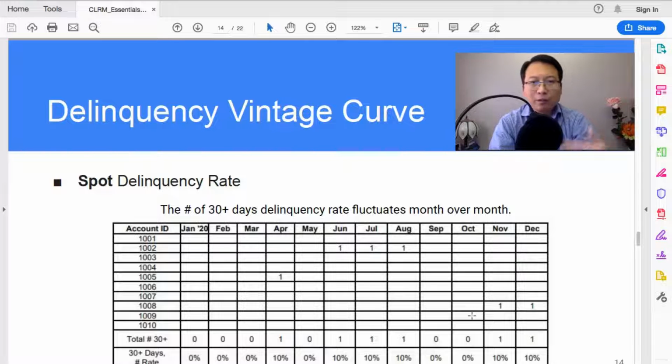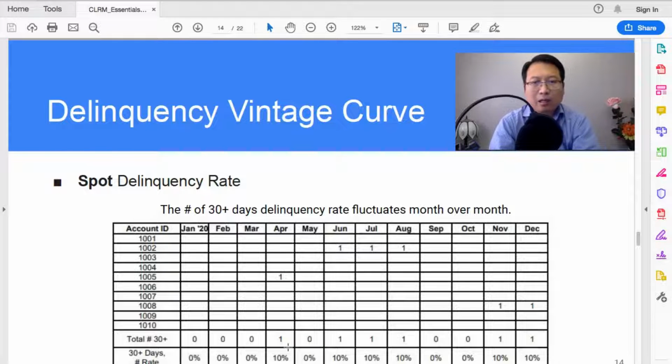Then at portfolio level, we need to aggregate these indicators, right? So you can see that in the first 3 months, nobody was ever 30 plus. Then in April, there's 1 account. In June, there's 1 account. July, August, 1 account. Then November, December is 1 account. That means for those months, there's 1 account 30-day delinquent. The delinquency ratio is 1 divided by 10, that's 10%.